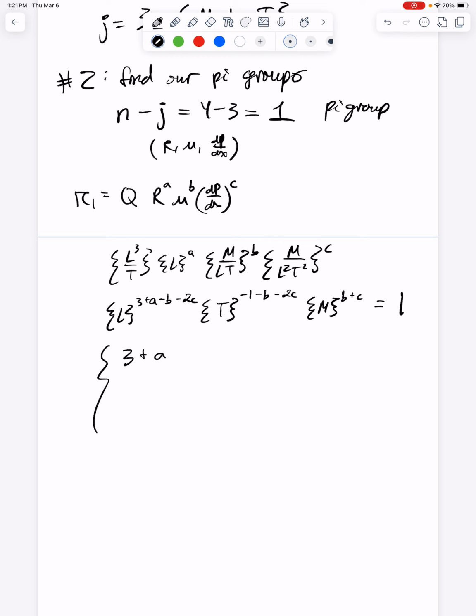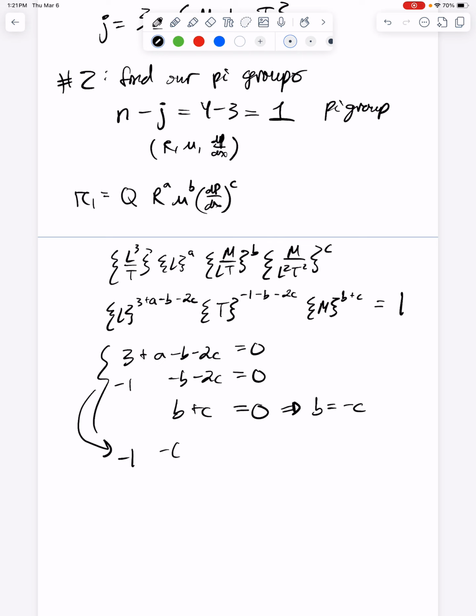3 plus a minus b minus 2c equals 0. Negative 1 minus b minus 2c equals 0. b plus c equals 0. I now have 3 equations. What I'm going to do now is solve the system of linear equations, because I have 3 equations, 3 unknowns. I'm starting with my last equation first, and you're all free to solve it how you want to. But for me, I'm going to start here. b is equal to negative c. Look at my second equation. Negative 1 minus b, which is negative c, minus 2c is equal to 0.